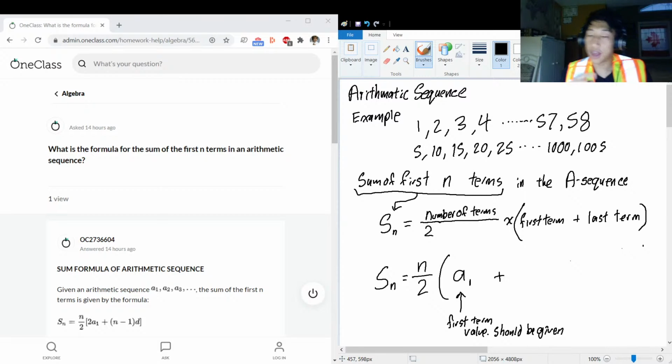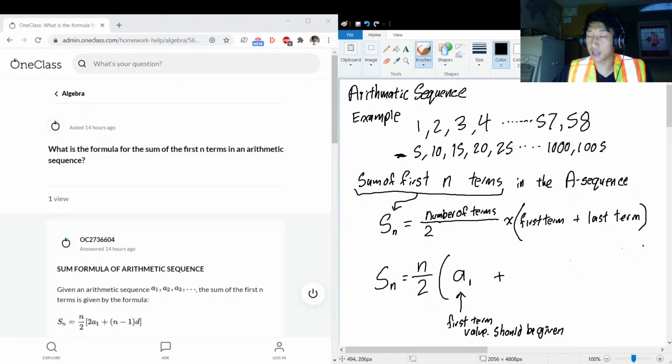Plus, how do we find the last term? Well, let's think about this for a second. To go from term to term, we're adding a certain amount every time. So to get the next term in the sequence here, we're adding 5. We start at 5, that's our first term. Our second term is 5 plus 5. Our fifth term is going to be 5, our initial term, plus 4 times 5, so 20.